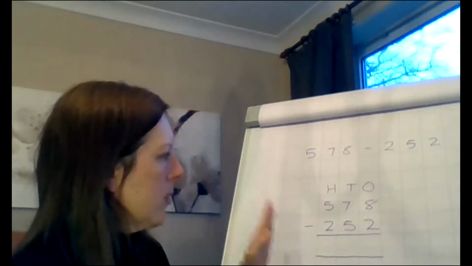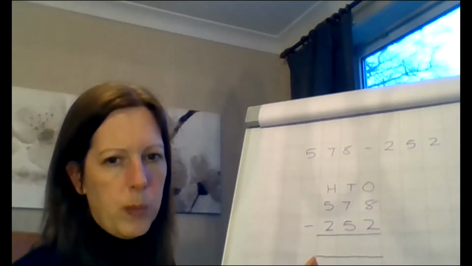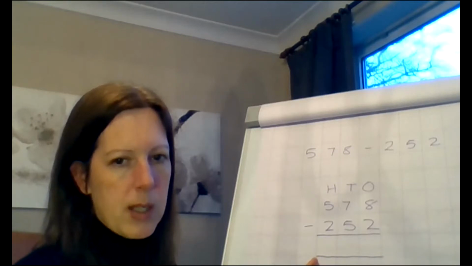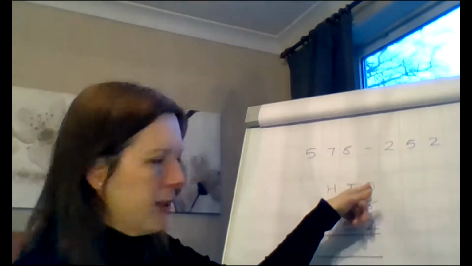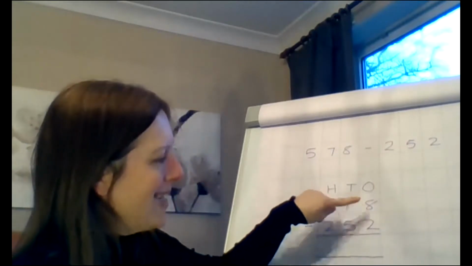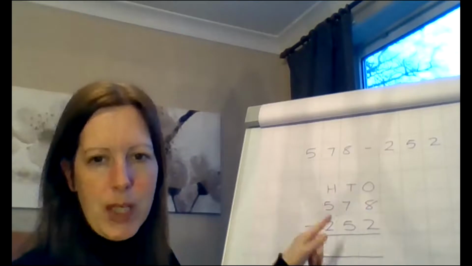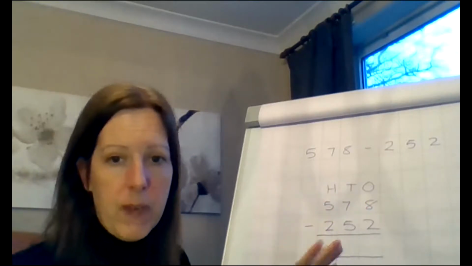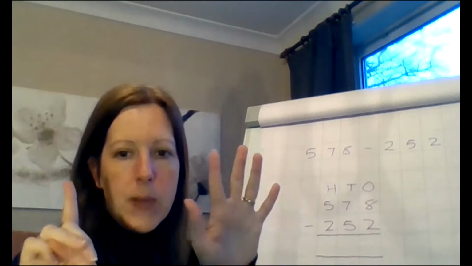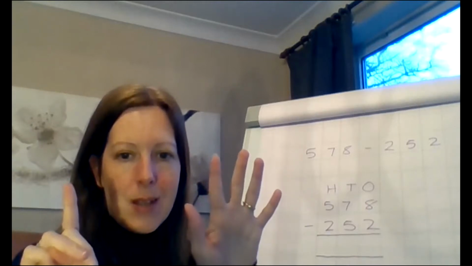So I'm going to start working through it. Which column am I going to start with first? Which column did we start with yesterday? Absolutely, it's the ones column, isn't it? We're going to start with our ones column first of all. So I've got 8, and from my 8, I am taking away 2. That's perfectly fine. I've got 8, and I'm going to take away 2. So that leaves me with 6 altogether.